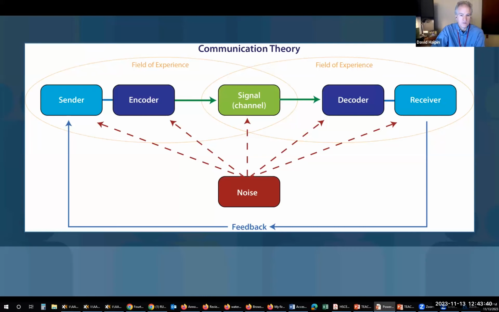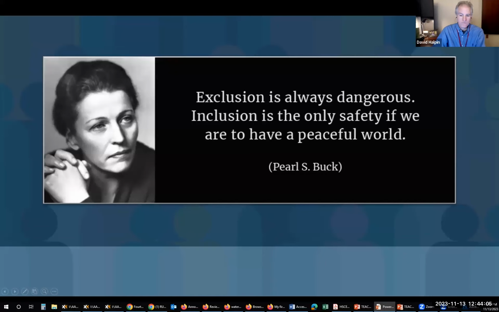So you have to commit to doing these things, to learning more, to being the guy that's shoveling the snow and realizing, oh, you know what? I can do better because I can shovel the ramp. And that's going to help everybody at once and not single out one person. So I'm asking you for a commitment to being more inclusive. And I end with another quote from Pearl S. Buck, who is a famous author who had some very interesting lived experiences that she wrote about. She says, exclusion is always dangerous. Inclusion is the only safety if we are to have a peaceful world.